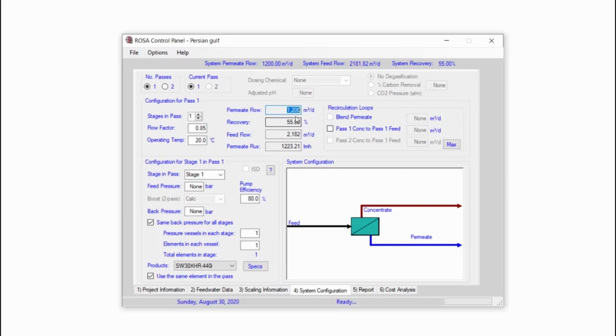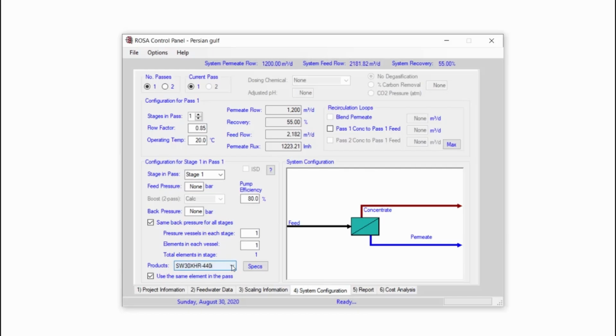Now the software tells us if you want to have a permeate flow with 1,200 cubic meter per day with 55% recovery, you need to have a feed flow with 2,182 cubic meter per day as feed flow. The number of stages in our case is 1. At first I want to design it with 1 stage and then with 2 stages.